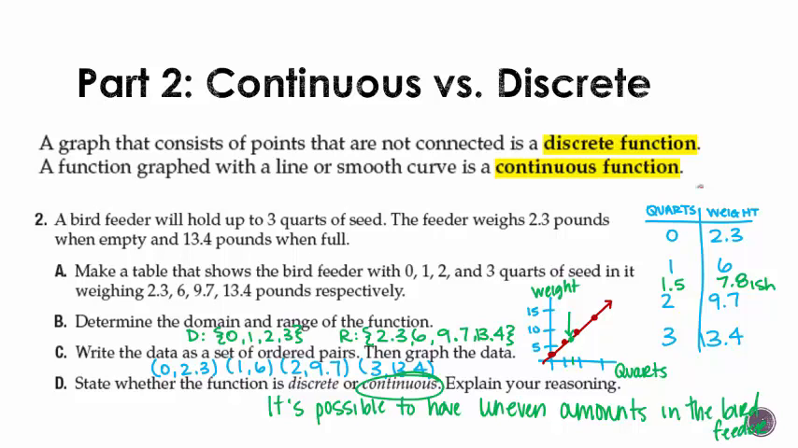Now, if I gave you this story, but instead of quarts here, it was the number of birds, then it would be discrete, because you can't have 1.5 birds. So stop and think about your story before you mark it continuous or discrete.